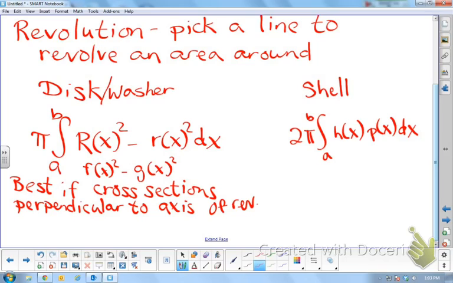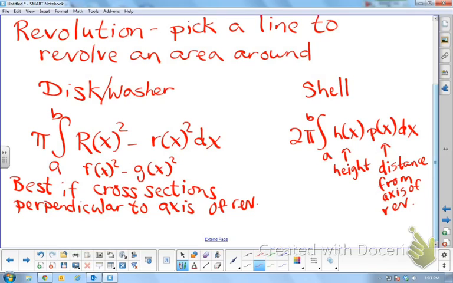And what did h and p stand for? H was your height. P was your distance from your axis of revolution. So, yeah, we could call it radius. So height. I'd still maybe put distance from axis of revolution.